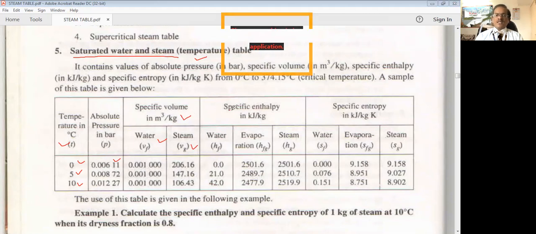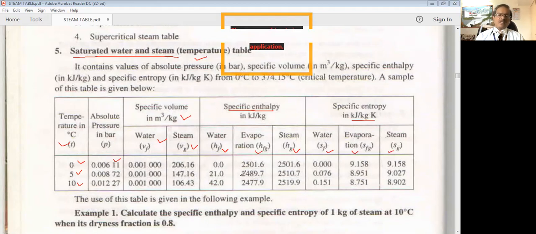Similarly, specific enthalpy is expressed in kilojoules per kg. For water it is hf, for evaporation, or we can say the latent heat, it is denoted as hfg, and for the steam it is hg. Similarly, specific entropy is expressed in kilojoules per kg Kelvin. For water it is denoted as sf, for evaporation it is sfg, and for steam it is sg.